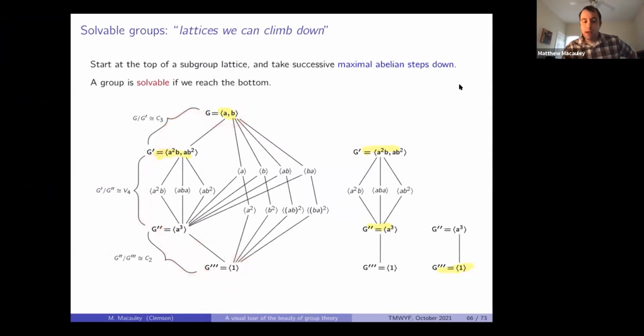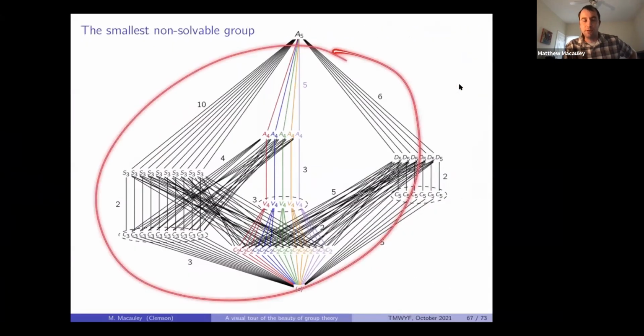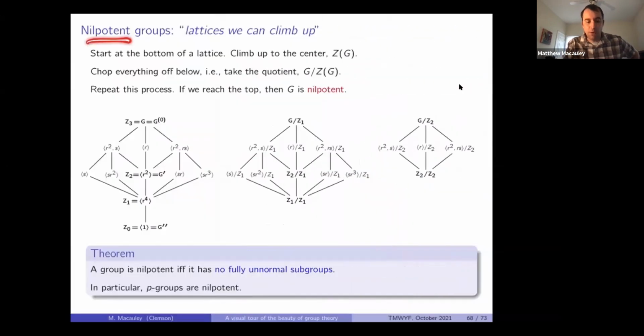That's it. Now, nilpotent. Oh, and this is A5. This is not solvable, and these are the Sylow subgroups, and it's fun, you can analyze this in terms of the lattice. I won't do it. But nilpotent means the opposite. It says, when can you climb up a lattice?